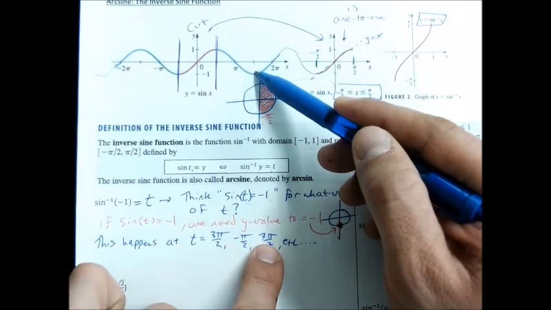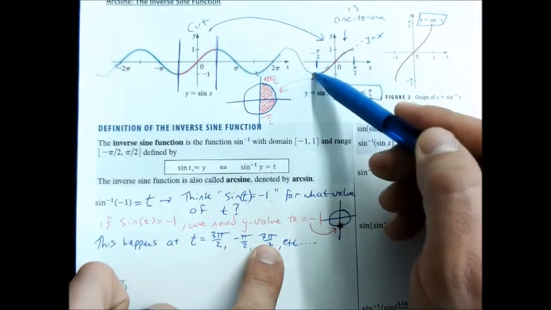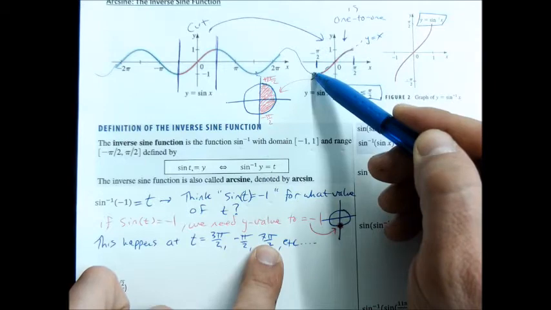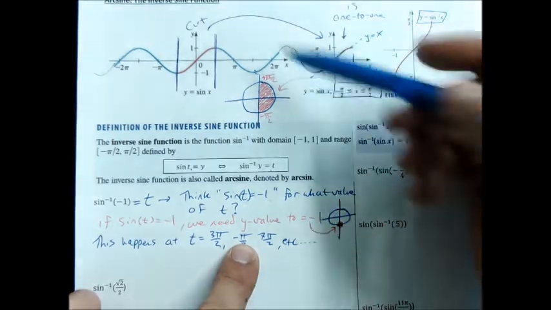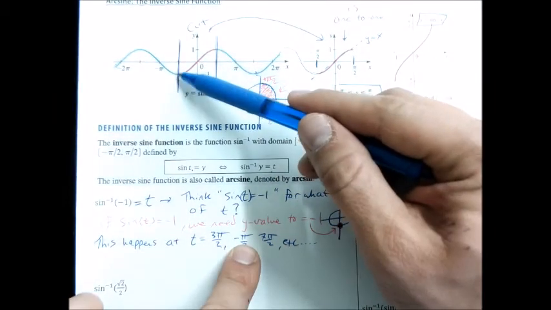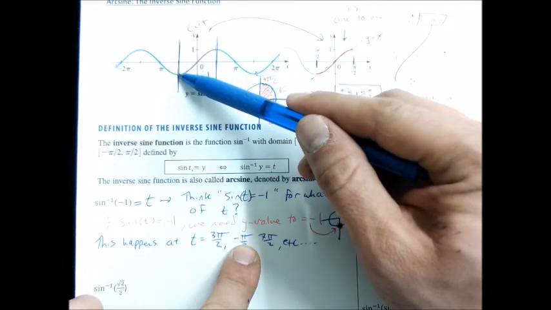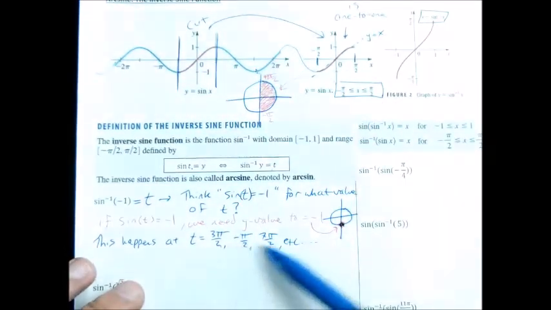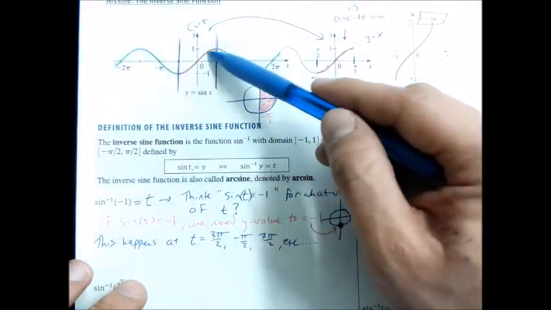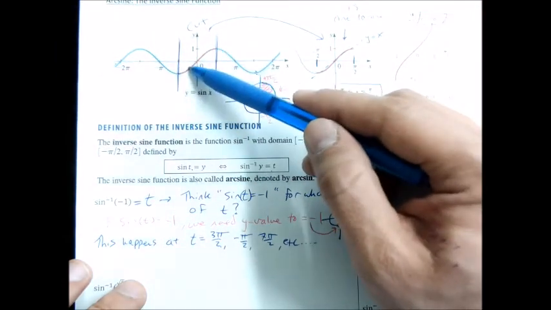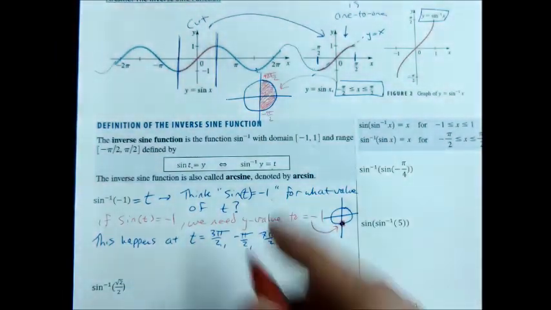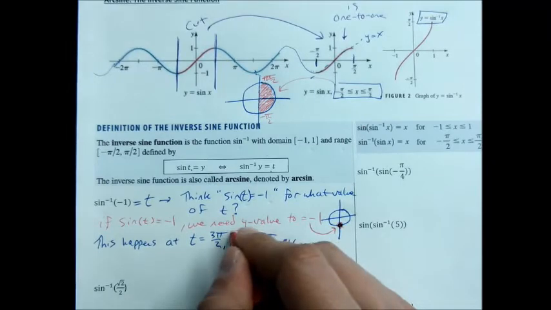7 pi over 2 would be the next one, that would be like this one right here. Minus pi over 2 is the one we want because that's the one that's on the red part of the graph. And so we need to pick one of these values that's actually on this piece, and that happens to be the minus pi over 2 one.